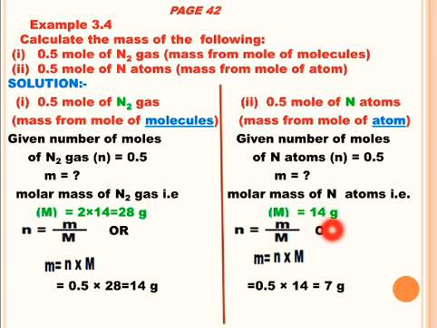Now put the value of small n and capital M in this formula, and you can calculate the mass small m of 0.5 mole of nitrogen atom. Number of moles 0.5, and molar mass of nitrogen atom is 14. Multiply both, 0.5 with 14, and mass of 0.5 moles of nitrogen atoms comes out to be 7 grams.